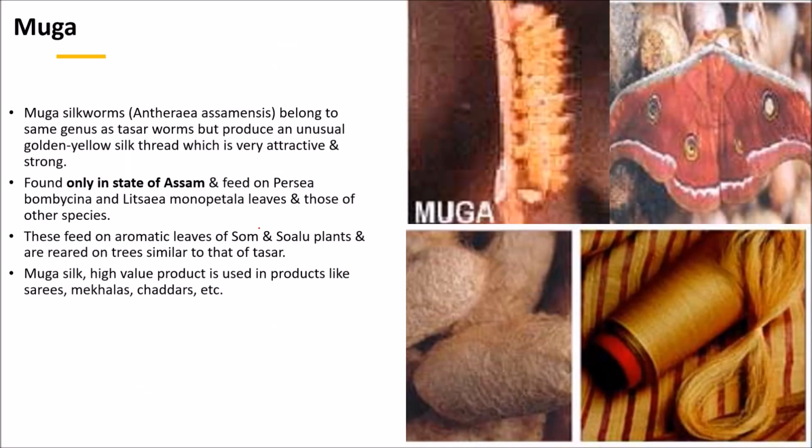Now, the final variety is called Muga silk, which is produced from the Muga silkworm, Antheraea assamensis, belonging to the same genus as Tussar, Antheraea, but produces an unusual golden yellow thread, which is very attractive and strong. It is only found in Assam, and it feeds on Persea bombycina and Litsea monopetala leaves and those of other species. They feed on aromatic leaves of som and soalu plants, and they are reared similarly to the process with tussar. Muga silk is high in value and is considered important in making sarees, mekhelas and chaddars.